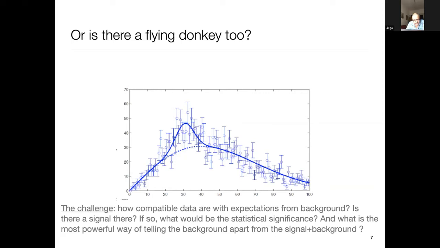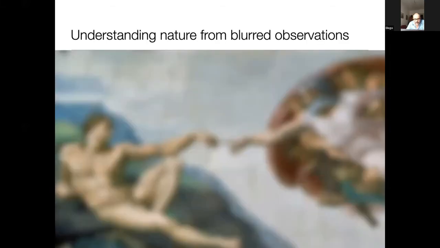And so here, one of the challenges is to ask yourself how compatible my data are with background, and how that compares with the compatibility with the background plus some anomaly, some signal that might be there. So it's not as simple as in the insect example here, because you need a more sophisticated technical and quantitative assessment. So we're trying to understand nature from observations that are blurred.